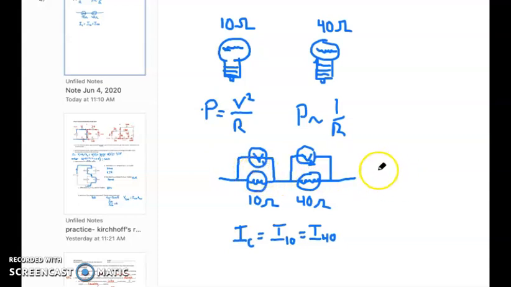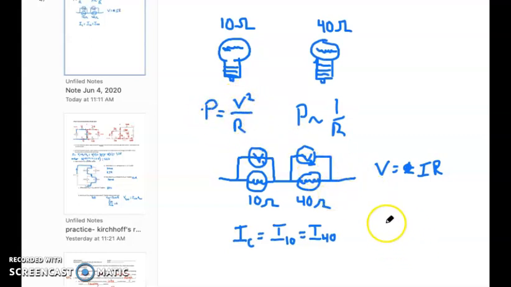So the voltage drop across either one is I times R. And if the currents must be the same, then that tells us the one with the bigger resistance must get the bigger voltage drop. And therefore, if we go to apply this equation, we see that that V squared part for the bigger resistance is going to offset the bigger resistance and give us more power.